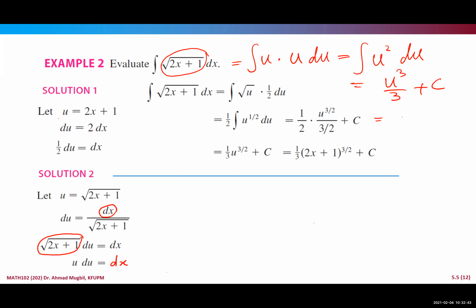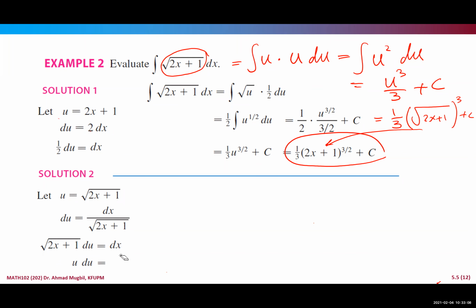And substitute back, this will be 1 over 3, the square root of 2x plus 1, all to the power 3 over 2, plus c. And if you notice, it is the same as this. The same result. It might be written just in a different way. Is it clear, this substitution? Which one do you think is better, the first one or this one? The first one. I think the first one is better. I do agree with you, yes.